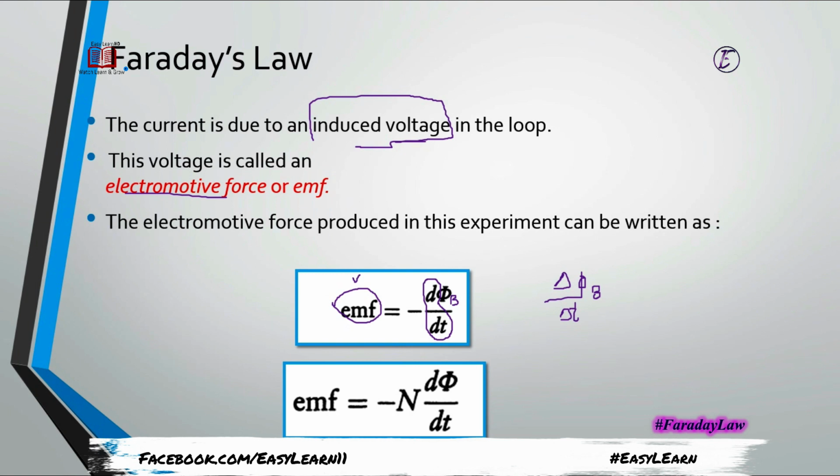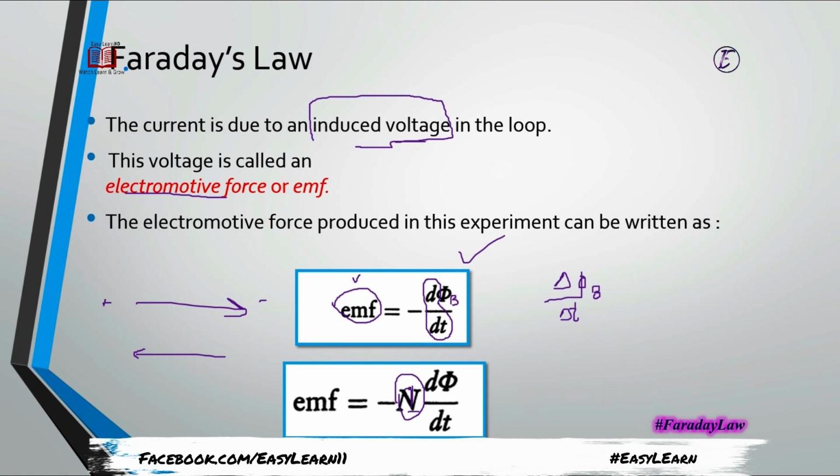d over dt shows the derivative. Actually the derivative is the change, so it is the same, no issues. You can also write it in this way. The negative sign represents the direction: it is opposite. For example, your actual magnetic field due to the permanent magnet is from left to right. The induced field always tries to oppose the applied magnetic field. I can also write N in this formula if I have more than one loop. If I have one loop, then this formula can be used as is.